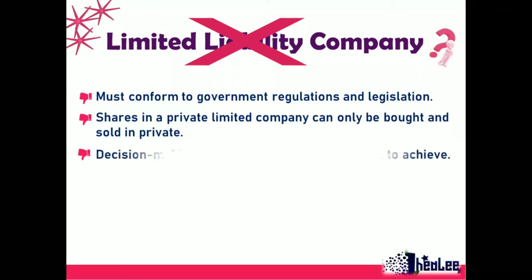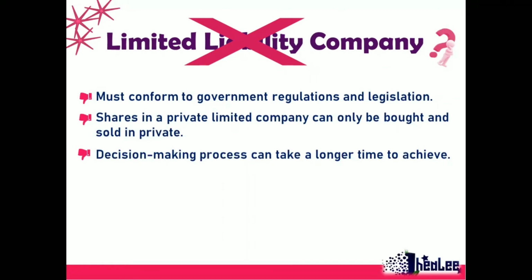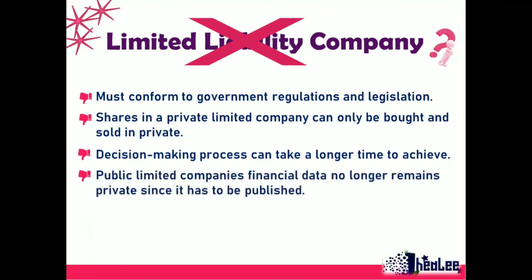Next, decision-making process can take a longer time to achieve. Remember, you have several persons that are part of this business. So therefore, it may take a longer time for decisions to be made. Too many persons. Next, public limited companies' financial data no longer remains private since it has to be published. Remember, a feature of the limited liability company is that the financial statements must be audited and published. So the fact that it has to be published, it is no longer private.